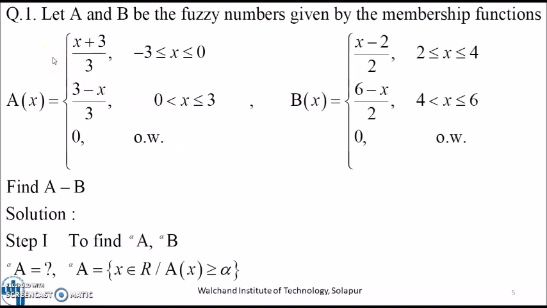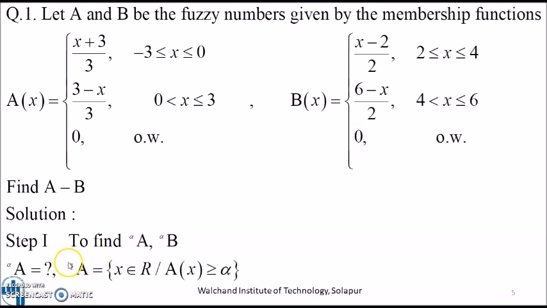Let us consider the first example. Let a and b be the fuzzy numbers given by the membership functions like this. Then calculate the fuzzy number a minus b. Solution: step number 1 is finding the alpha cuts of these two fuzzy sets.